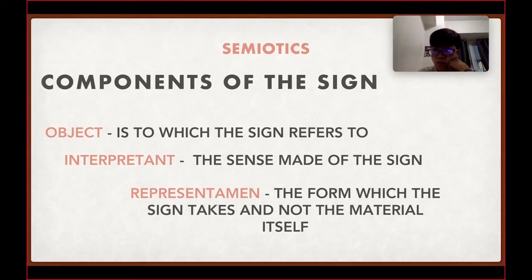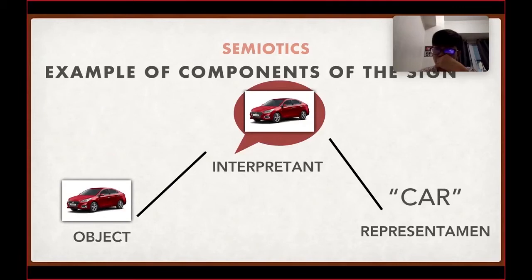Second is the interpretant, which is the sense made of the sign, or the idea, the thought of the object. Representamen is the form which the sign takes and not the material itself. It is not necessarily material; it's just the thing that represents another thing. Let me give a set of examples.